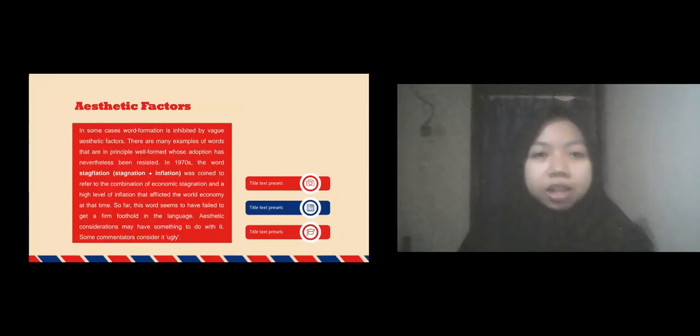Okay, then we go to the last factor that causes blocking. The last factor is the aesthetic factor. In some cases, word formation is inhibited by aesthetic factors. There are many examples of words that are in principle well-formed whose adoption has nevertheless been resisted.